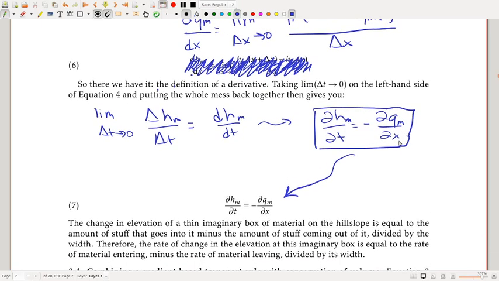And so overall, what this is just saying is that the change in elevation of a thin imaginary box of material on the hillslope is equal to the amount of stuff that goes into it minus the amount of stuff coming out of it divided by the width. Therefore, the rate of change in elevation of this imaginary box is equal to the rate of material entering minus the rate of material leaving divided by its width. And so the only difference between those two sentences was that the second sentence is talking about rate. And rate is where we start dealing with this dt right over here, so this time derivative.